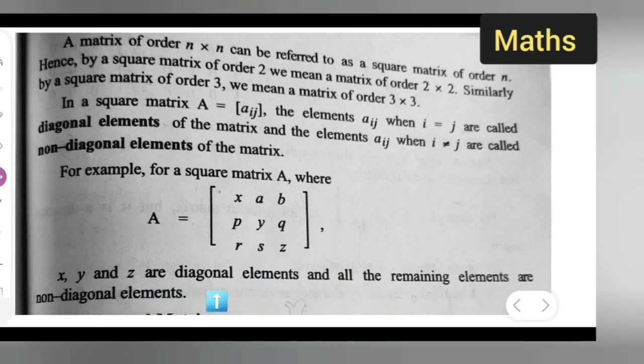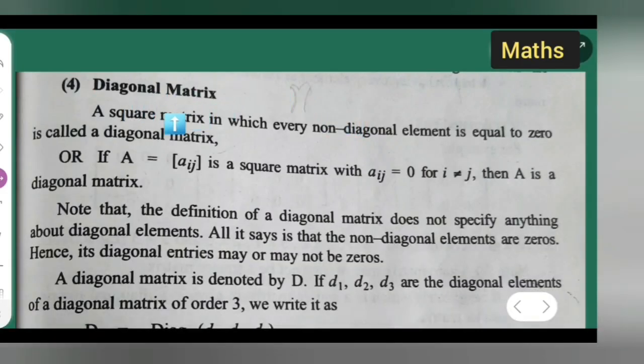We have only one set of diagonal elements, that is x, y, z. That is the only diagonal elements and all the remaining elements are non-diagonal elements. So remember this. I hope you have understood the concept of the square matrix. First, write down the diagonal matrix.